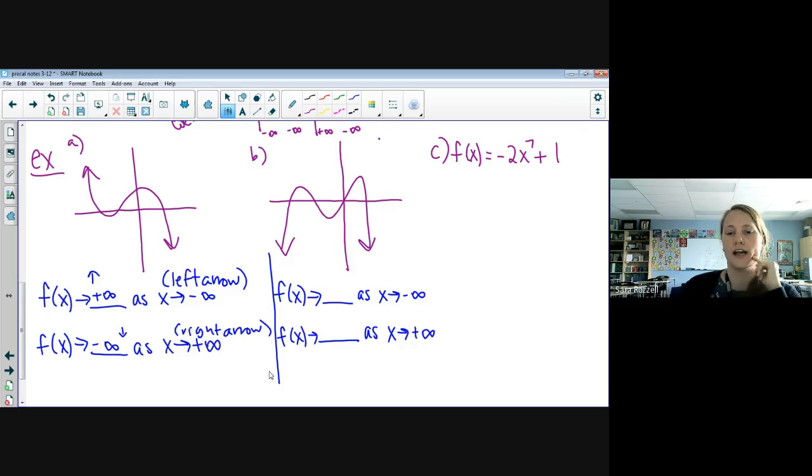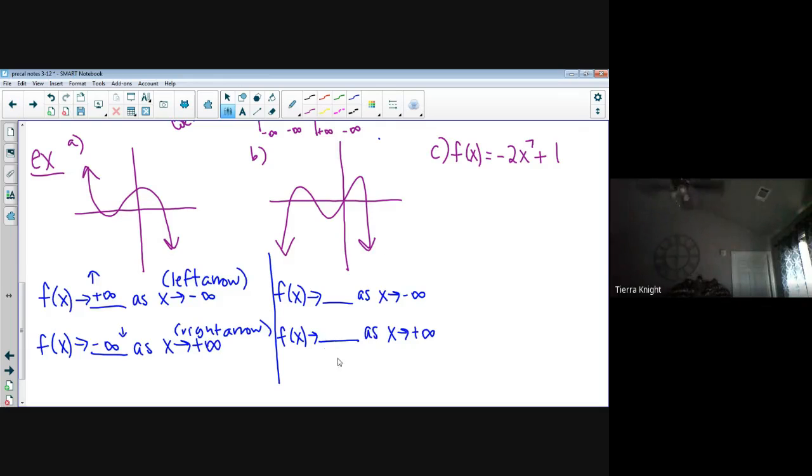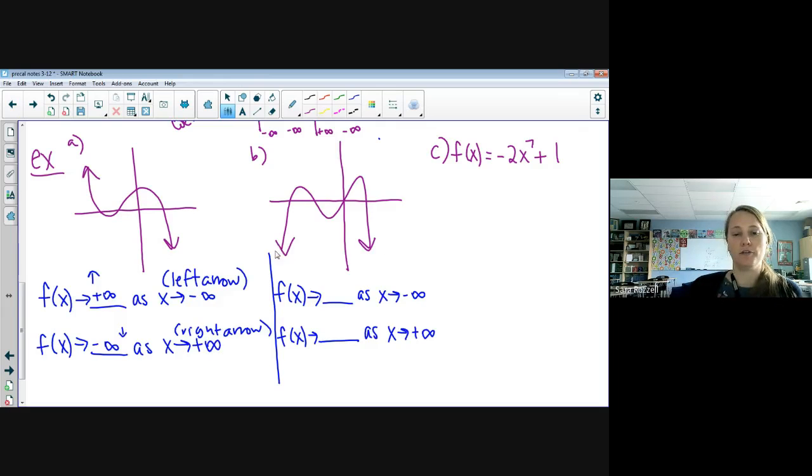Okay. All right. I like this kind because the arrows are going in the same way. So could you really even screw this one up? No. What are they both going to be? Negative. Yeah, they're both going to be negative infinity because they're both going down. But let's just double check it. As x goes to negative infinity, that means check my left arrow. There's my left arrow. It's going down, so I write negative infinity. My right arrow, that's also going down, so I put negative infinity. Good.